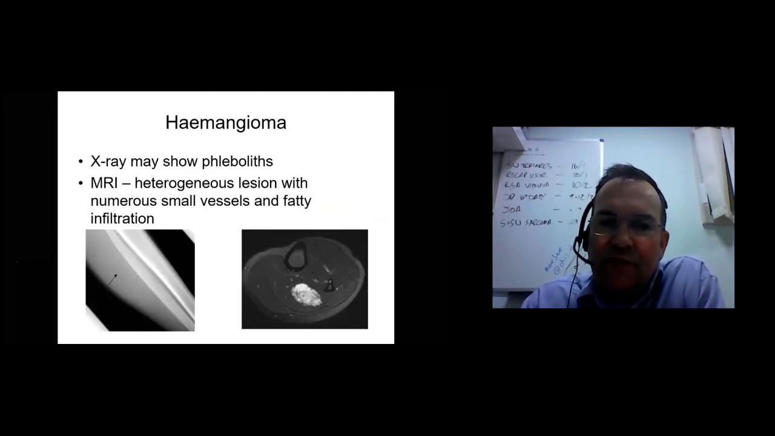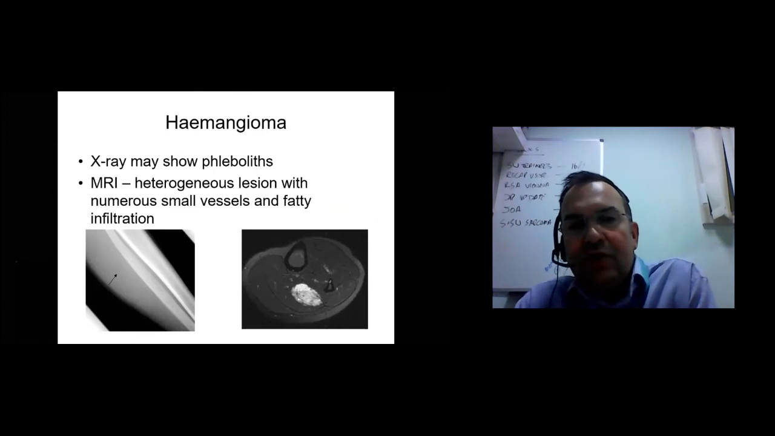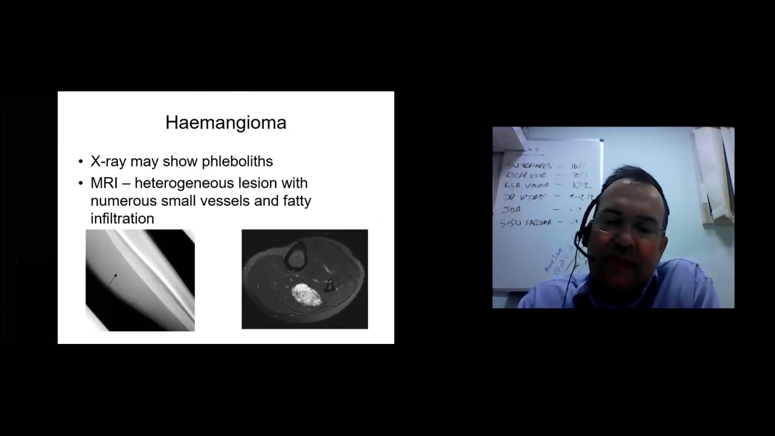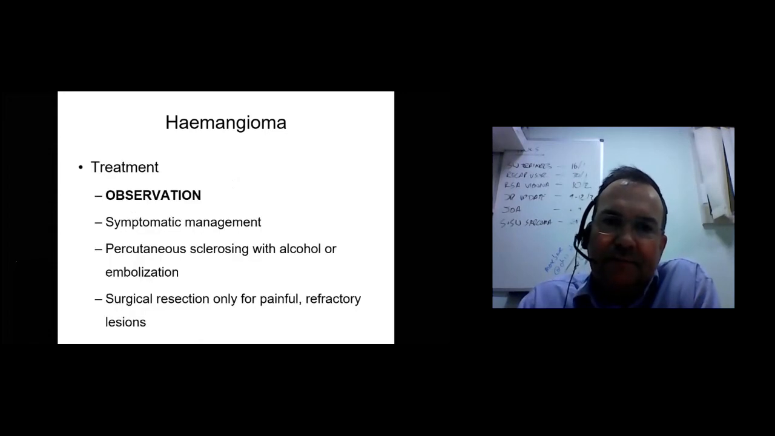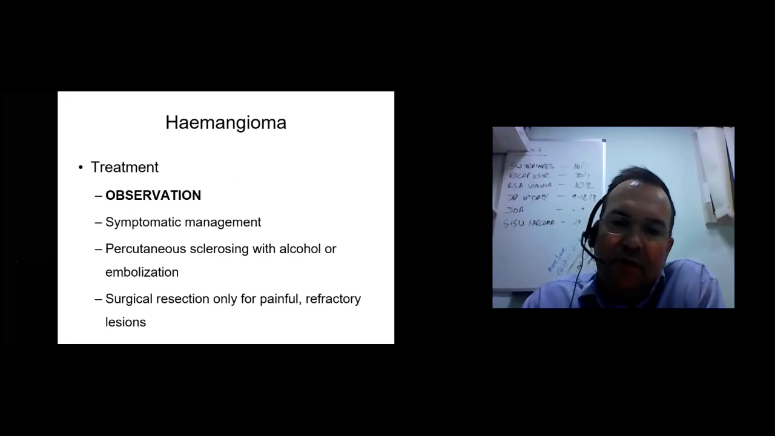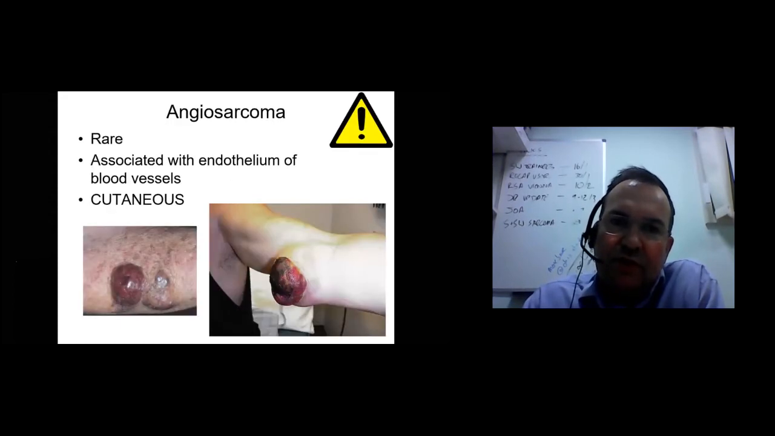The X-ray may show phleboliths within the soft tissues, and the MRI scan will show a heterogeneous lesion with lots of small vessels and fatty infiltration. We'll usually refer these off to the vascular interventional radiologists who will be able to sclerose these, usually very successfully. Treatment, therefore, is usually with observation, symptomatic management, or you can consider sclerotherapy. There are the harder variants that just aren't responsive to sclerotherapy. We get one or two of those every month on our lists, which will require surgical resection.